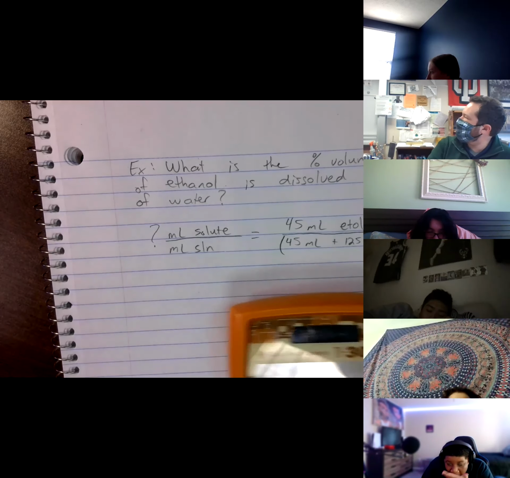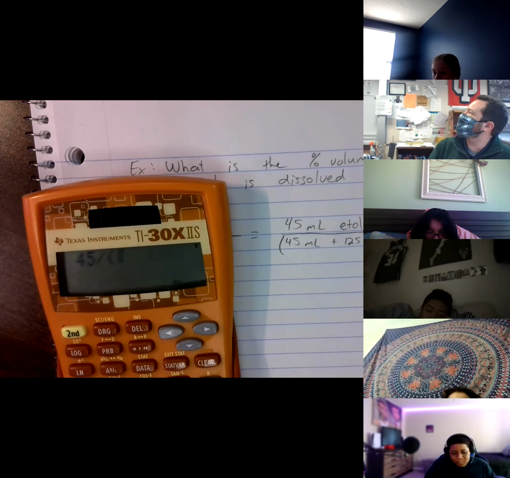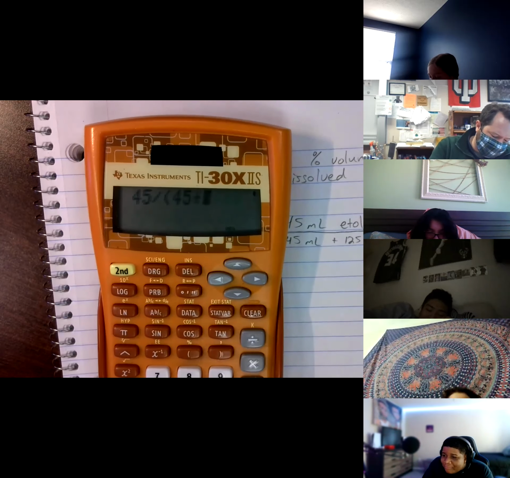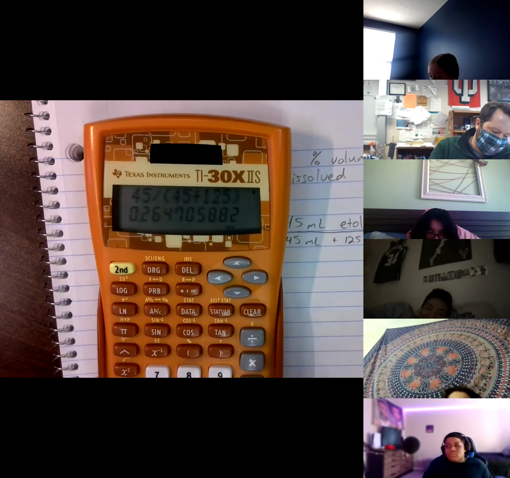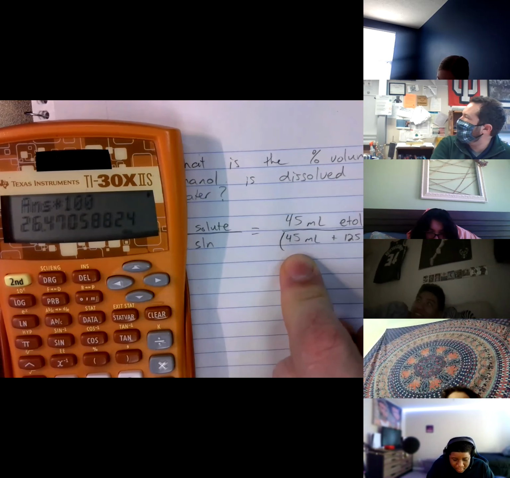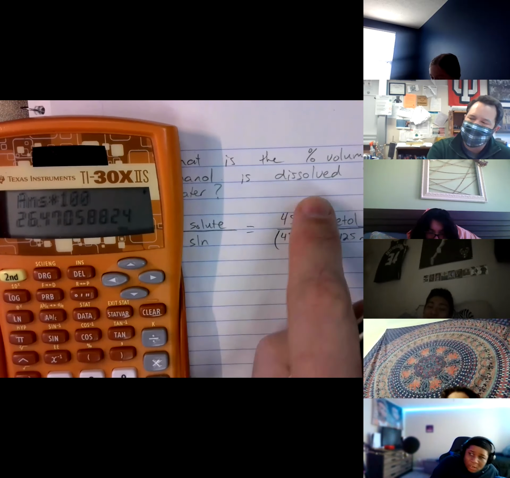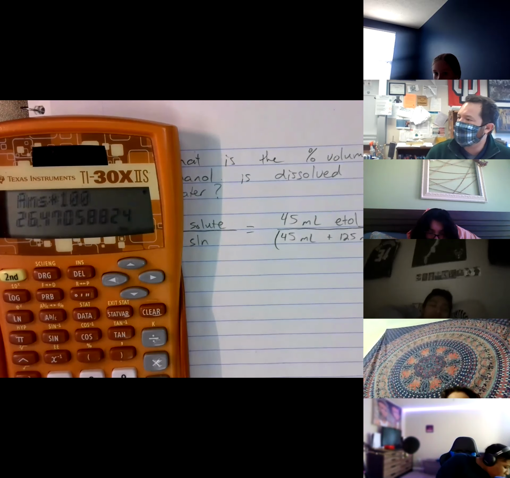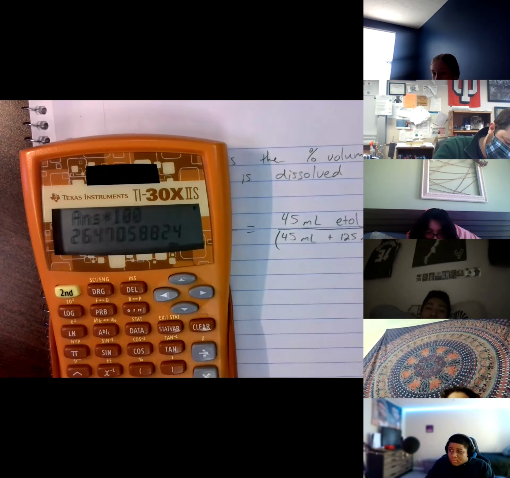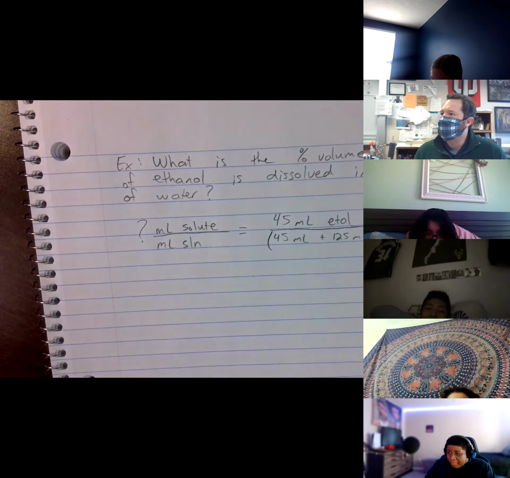Enter into the calculator all in one step. 45 divided by, I need to use my parenthesis symbol there. 45 divided by parentheses, 45 plus 125, close parentheses, times 100%. Just two significant figures here. This is an addition step. So we're actually going to end with three significant figures. But because we started with only two, we're limited to just two in our final answer. So we're just going to call this 26%.